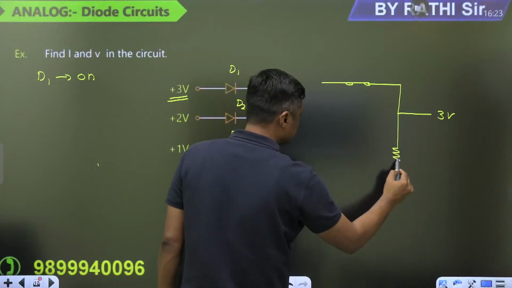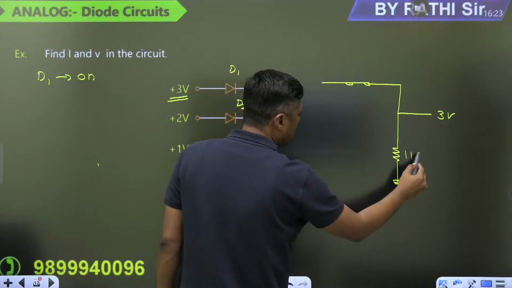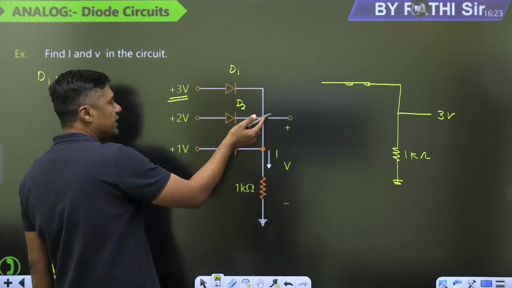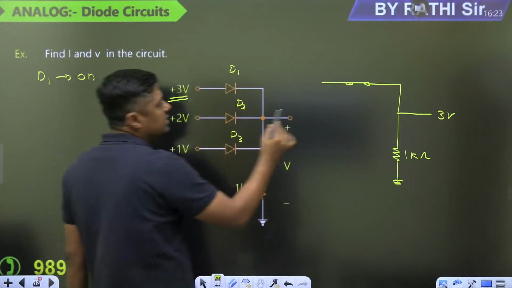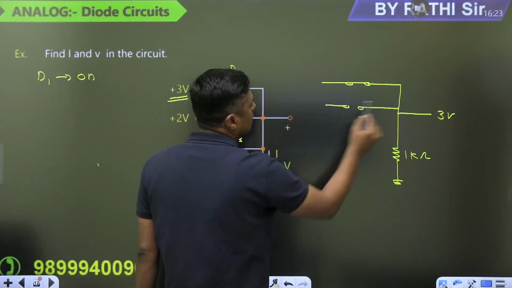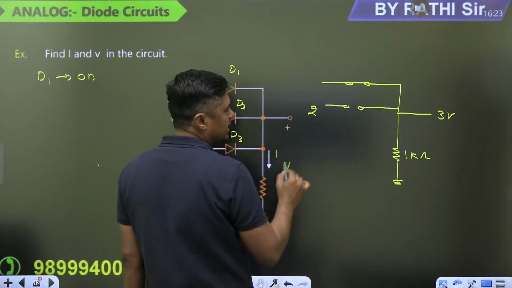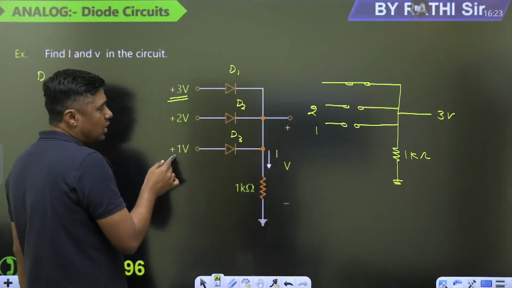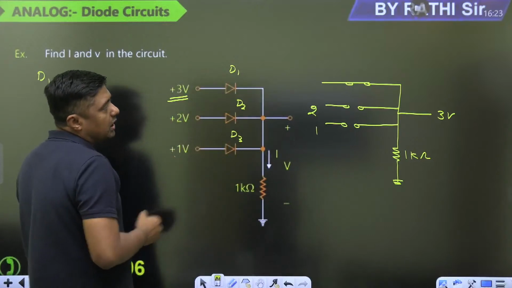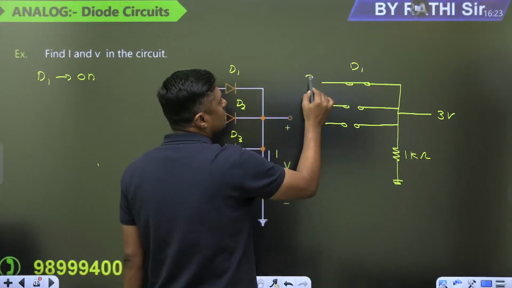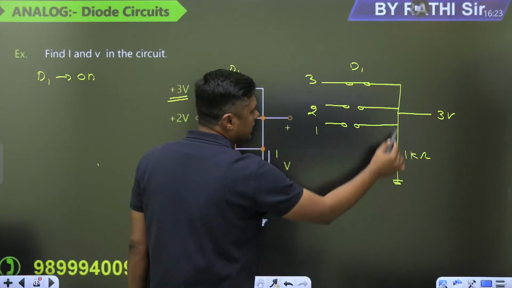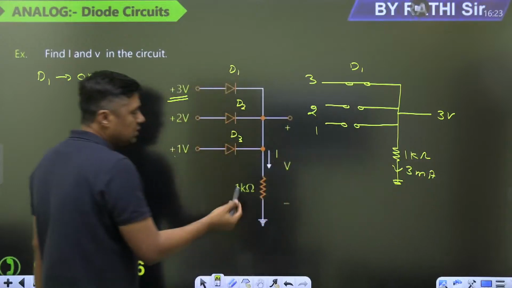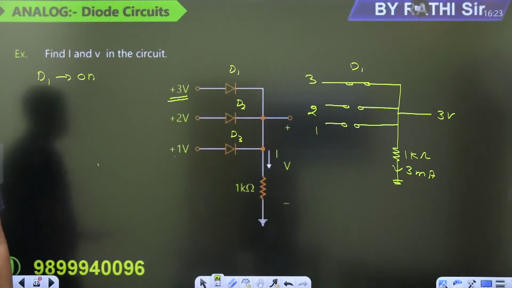And that is a 1 kilo ohm resistor. So what about the second diode? On the negative side 3 volt, on the positive side 2 volt, and that's why this diode is off, because its positive terminal voltage is less than the negative terminal. What about the third diode? It is also off because the 1 volt is less than the 3 volt, and that's why only D1 is on. What is the voltage? 3 volt, and what is the current? 3 by 1, 3 milliampere.